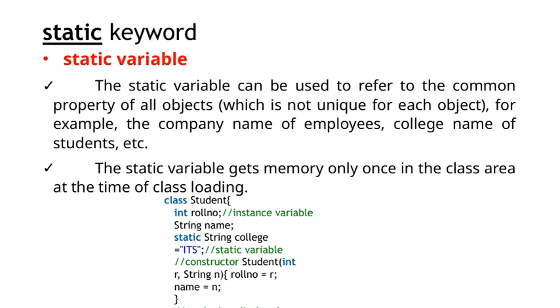And in the display method, when we print out the details, the college name will be the same for every student object, thanks to the static variable. This concept helps us efficiently manage data that's shared across multiple objects without duplicating memory.